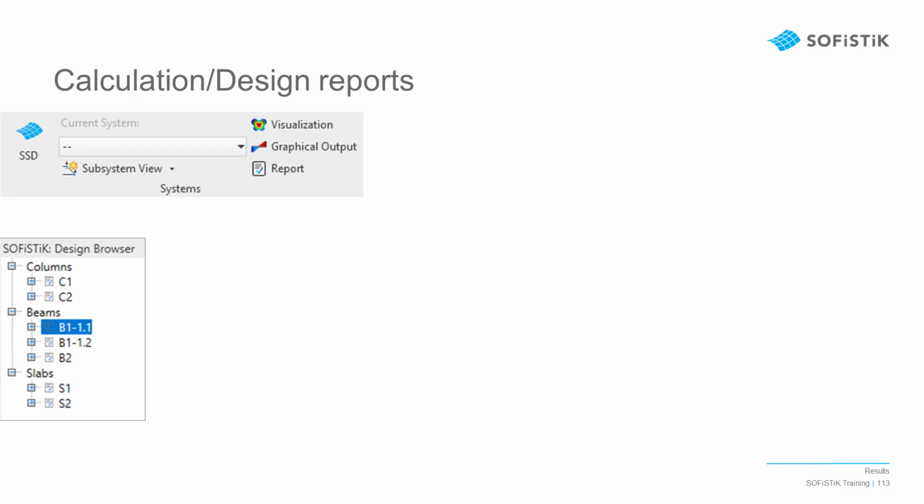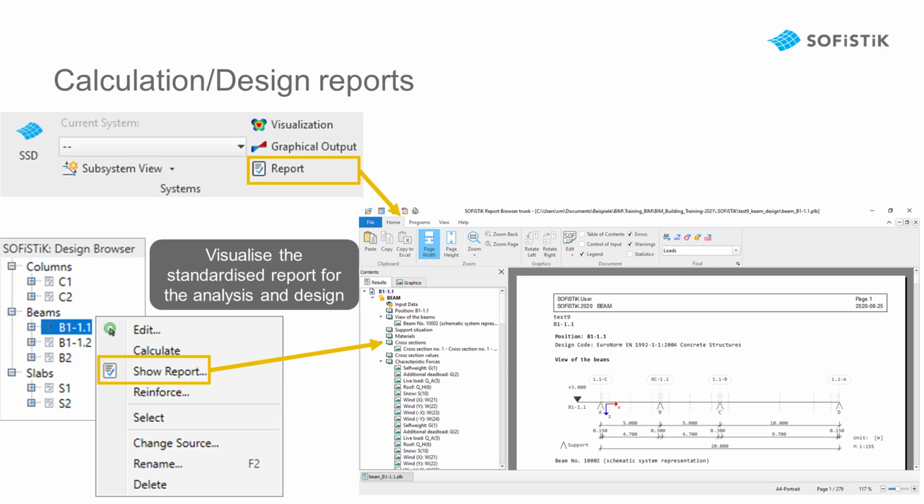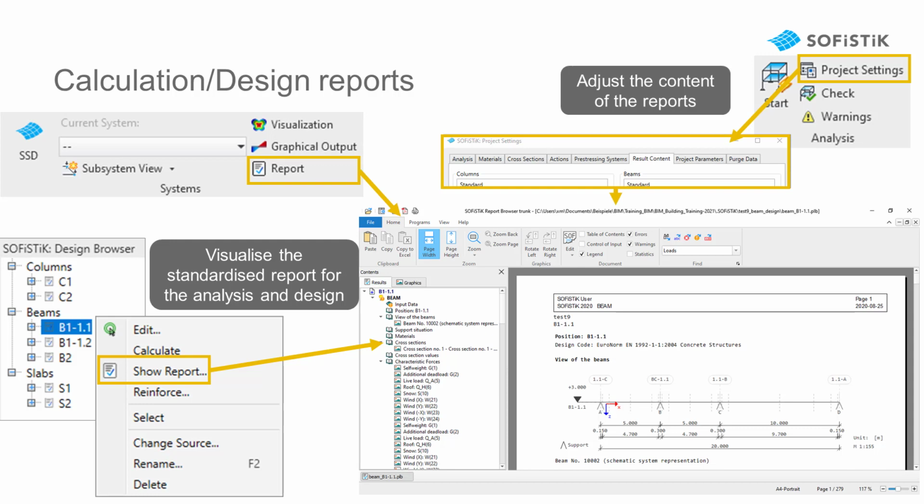Documentation is of course important to have for the calculation or for the design. Every time we perform a calculation, a report will automatically be generated by the software. For each system, this can be found in the toolset System, while for design groups, it is available via the contextual menu via right-click. It is possible to set the level of detail and content of these automatic reports in the menu Project Settings.